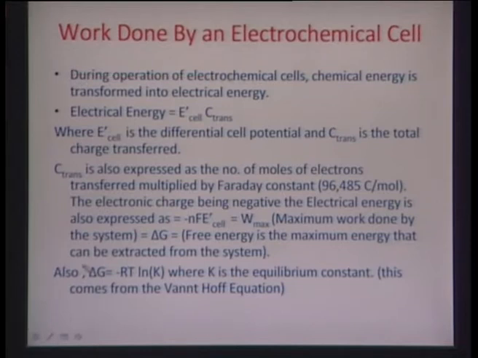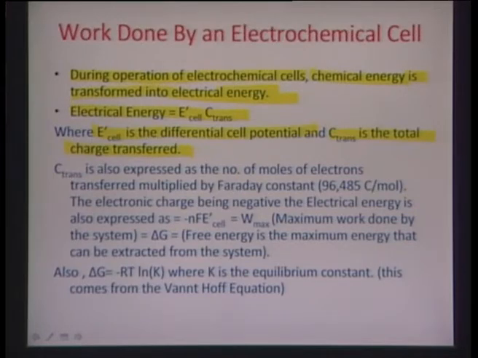When we talk about work done by an electrochemical cell during this operation of charge transfer, the chemical energy which is stored in the form of the salt solution with the particular metal is transformed into electrical energy. The total amount of electrical energy in this process is E'cell times C_trans, where C_trans is the total charge that is transferred from one electrode to another, and E'cell is the differential cell potential between both the electrodes.